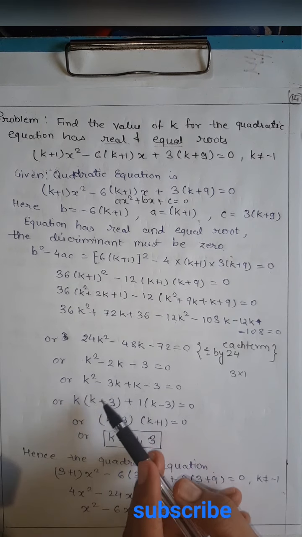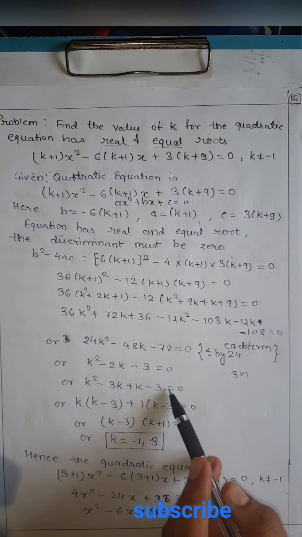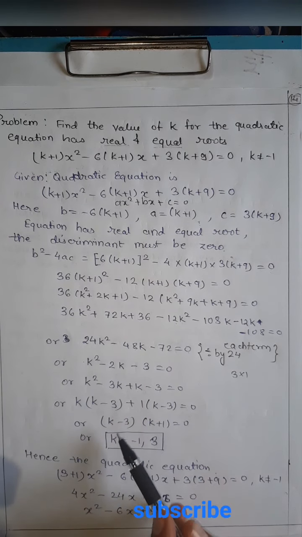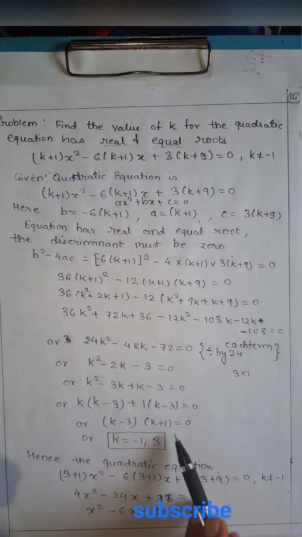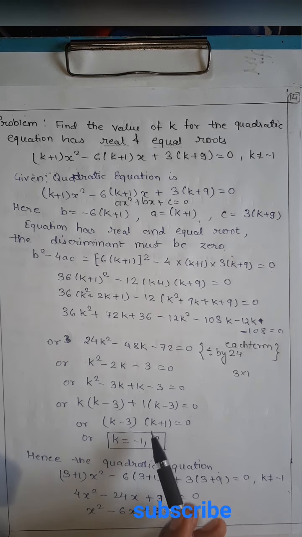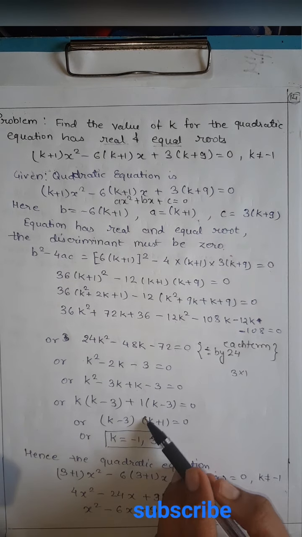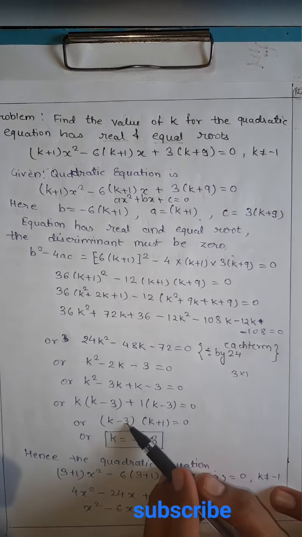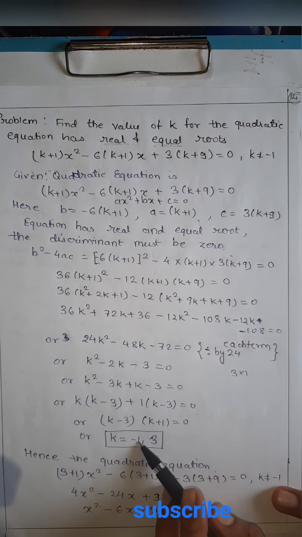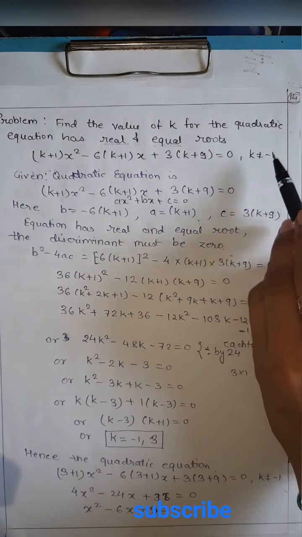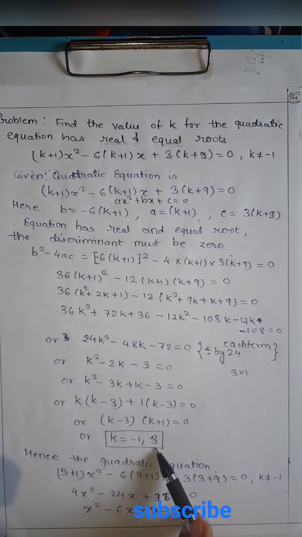On taking out k from here, we get k minus 3, and 1 from here, 1 into k minus 3 equals 0. So k minus 3 into k plus 1 is equal to 0. Both our factors have product equal to 0, so we have to equate both of them separately. On equating, k minus 3 is equal to 0, and shifting this 3 to this side, we get 3, and for the other, k equals minus 1, but k cannot be minus 1 according to the question, therefore k must be equal to 3.